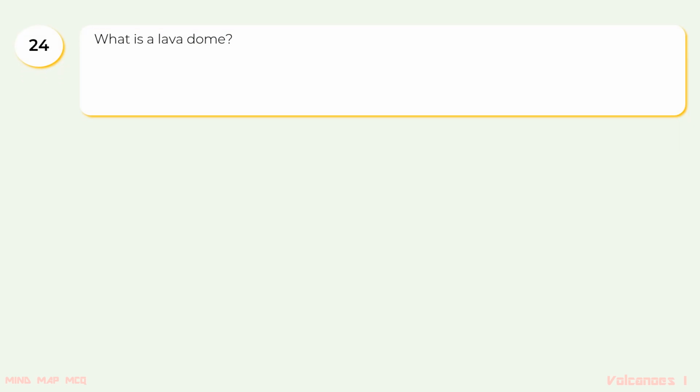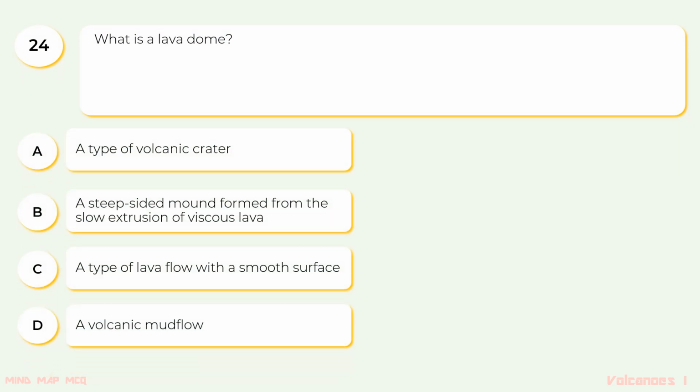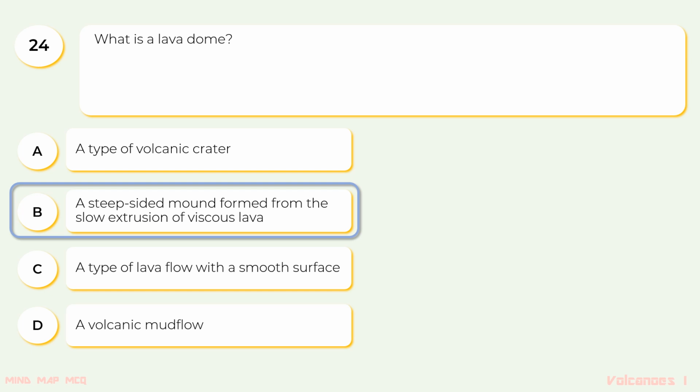24. What is a lava dome? The options are A. a type of volcanic crater, B. a steep-sided mound formed from the slow extrusion of viscous lava, C. a type of lava flow with a smooth surface, D. a volcanic mud flow. The correct option is B. a steep-sided mound formed from the slow extrusion of viscous lava.